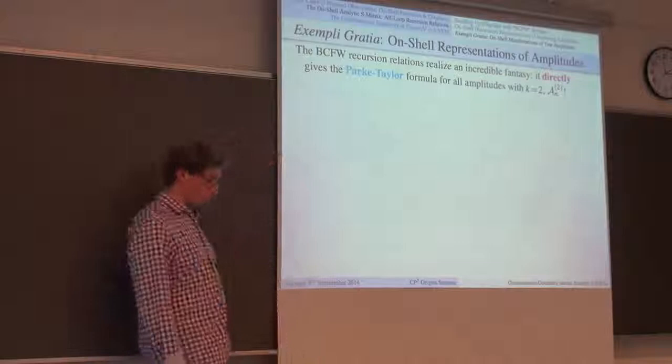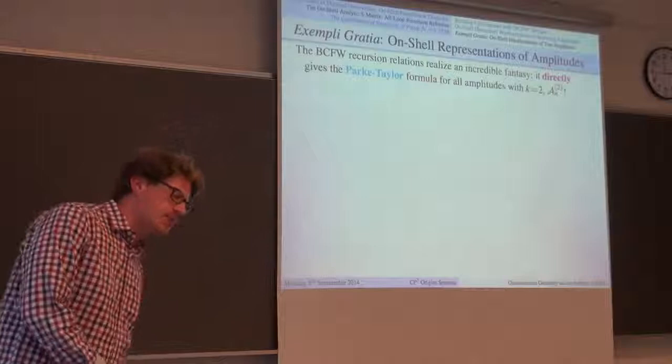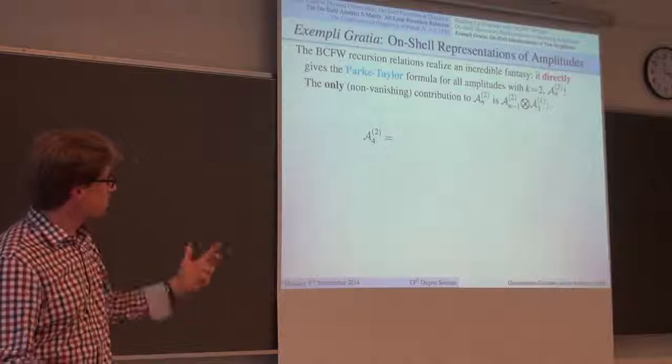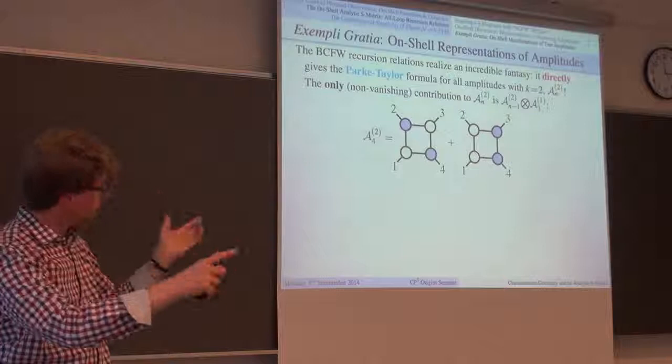So the first thing that's just completely incredible about these recursion relations is that they immediately capture the simplicity of the Parke-Taylor amplitude. Let me show you how that works. Say the four-particle amplitude. You have to glue these two things, and if you want k equals 2 on the outside, you need to have white, blue, and you can glue them two different ways.